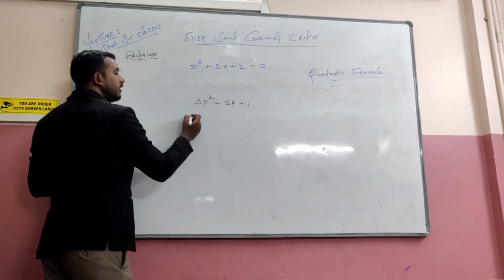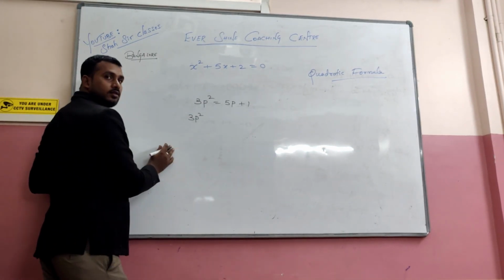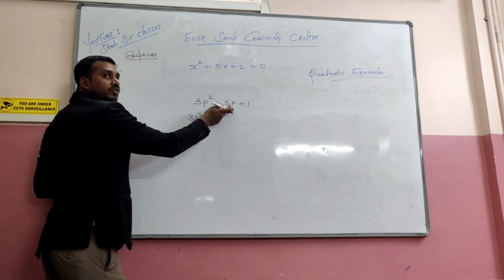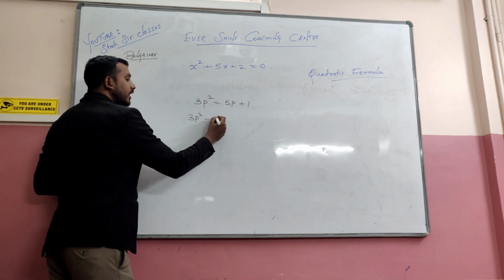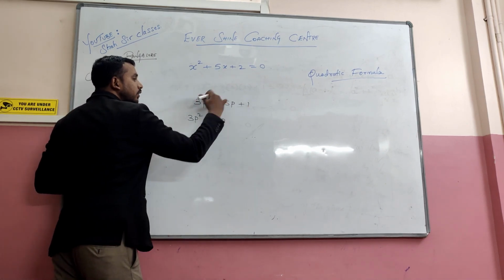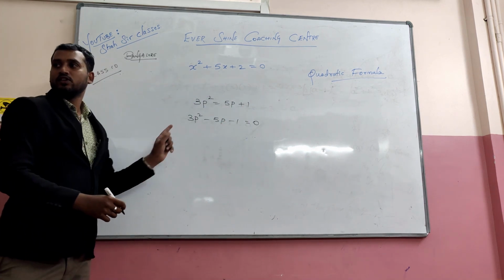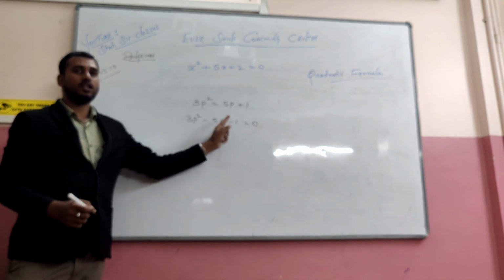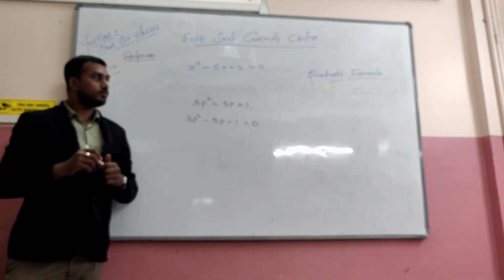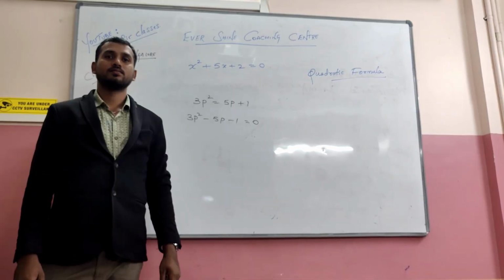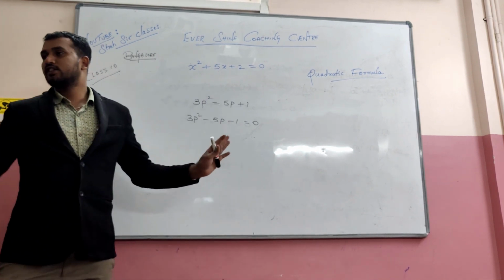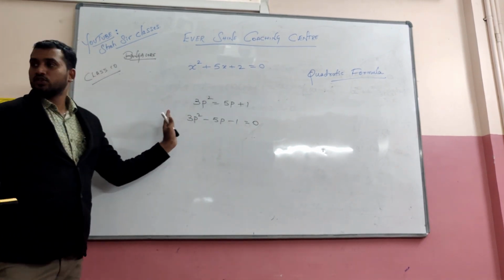Convert that first into its standard form. How? Second degree, keep it as it is. First degree: plus 5p, shift to the other side, minus 5p; plus 1, shift to the other side, minus 1, is equals to 0. Now can you see? Second degree, first degree, constant. Is this clear? Did you understand this?